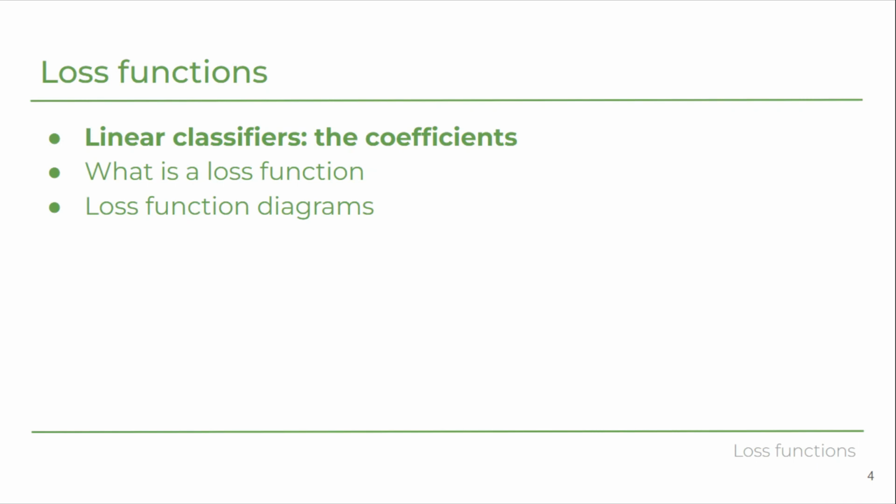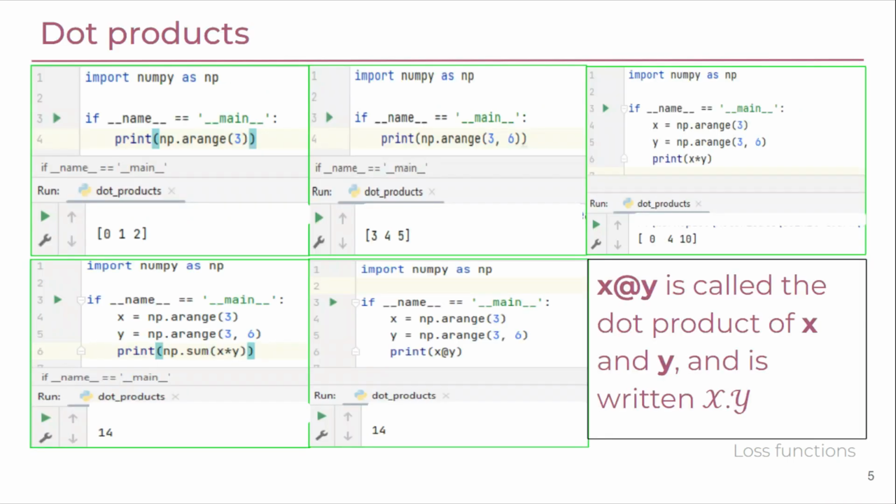By really digging into the details, you'll be better equipped to compare these classifiers to other models and interpret the results. We'll start by defining a dot product. Let's create some NumPy arrays x and y. To take the dot product between them, we need to multiply them element wise. The result is 0, from 0 times 3, 4, from 1 times 4, and 10, from 2 times 5. The sum of these numbers, also known as the dot product, is 14.